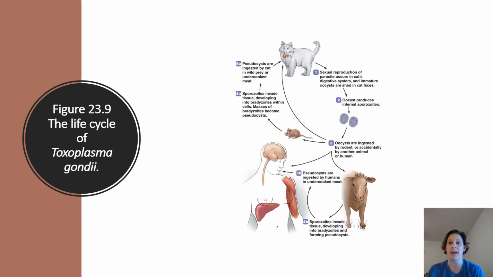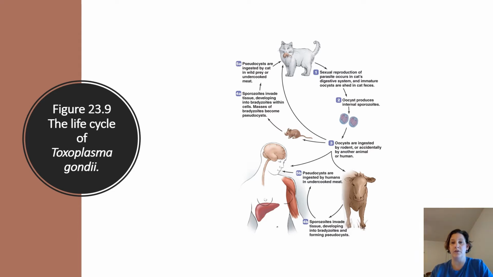So you see at the top the cat is eating a mouse, and within that mouse there are pseudocysts or bradyzoites present. Now, mice and rodents are not the only hosts possible. Birds may also be infected, as well as other creatures that cats may hunt. However, once those pseudocysts or bradyzoites, which that term is often used interchangeably, are ingested by the cat, they obviously reach the intestines of the cat, and that is where sexual reproduction of this parasite may occur.